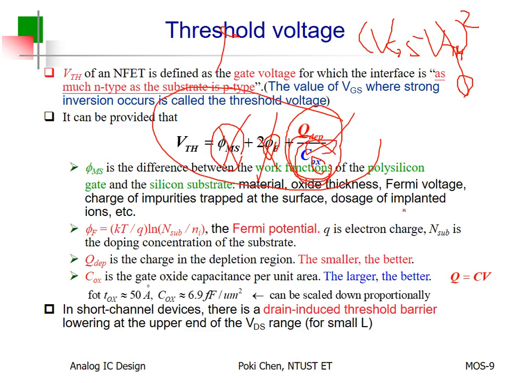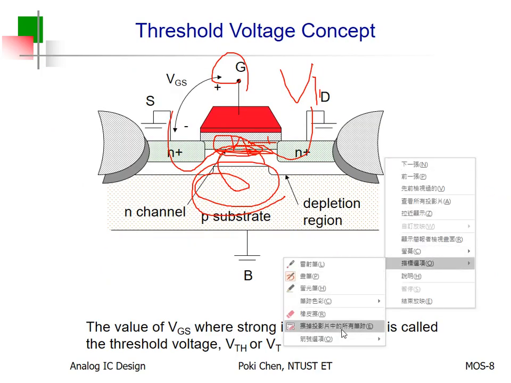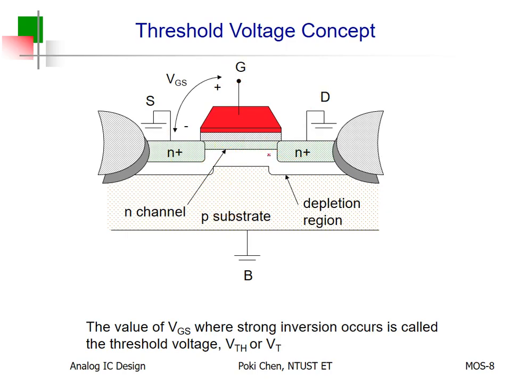I told you again and again, without a capacitor, MOSFET cannot work. So the capacitor is the main principle for MOSFET to operate. Where is the capacitor? Again, the gate, the channel, and the gate oxide.